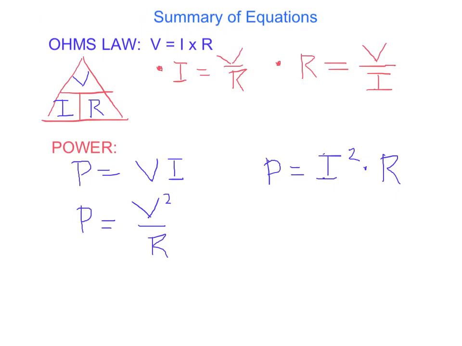To summarize the equations, let us first look into Ohm's law. V is equal to I times R. If you fit that in a triangle, we can rearrange this to solve for I. So you have I is equal to V over R, and R is equal to V over I. For power, we have these three equations.